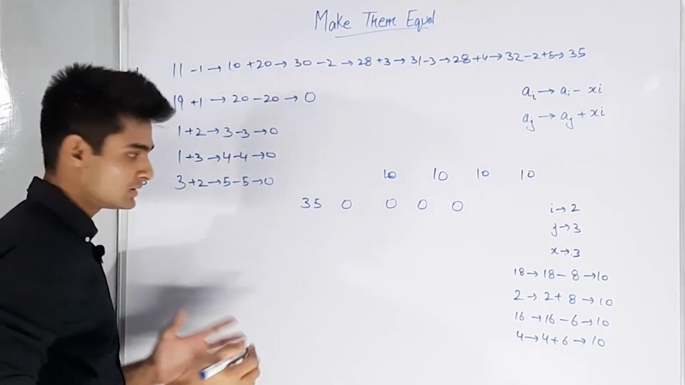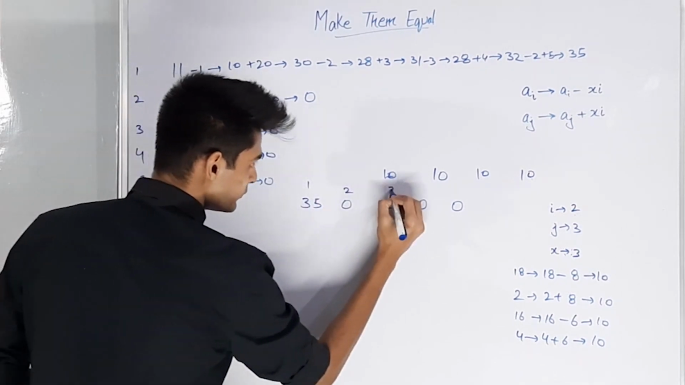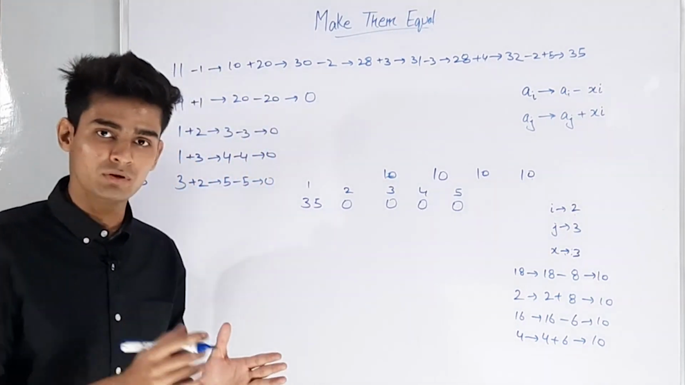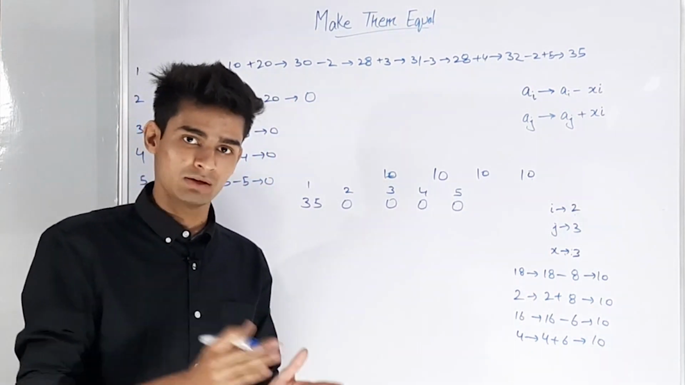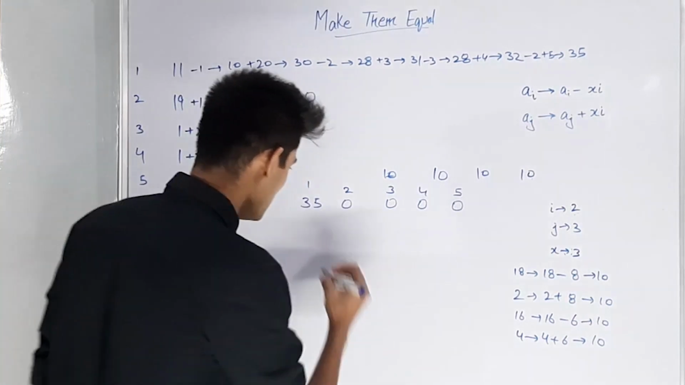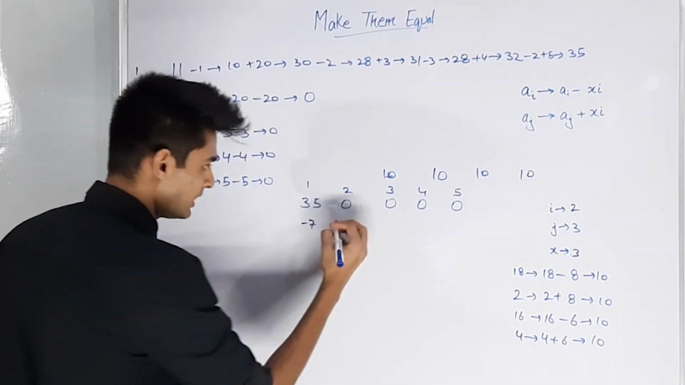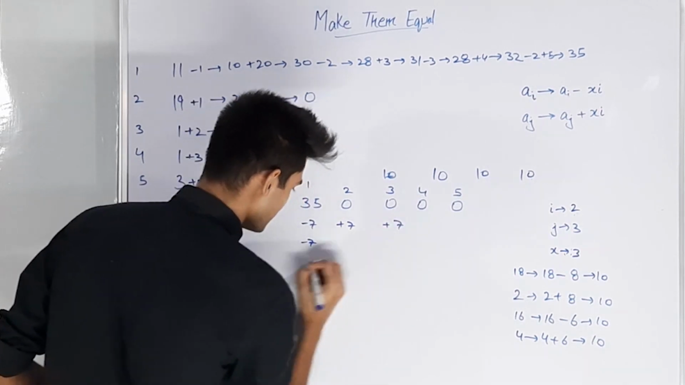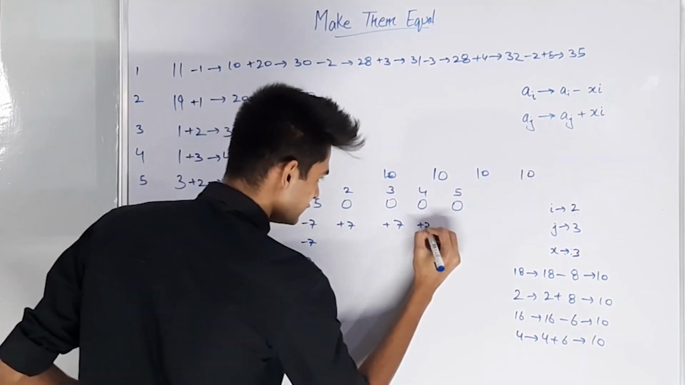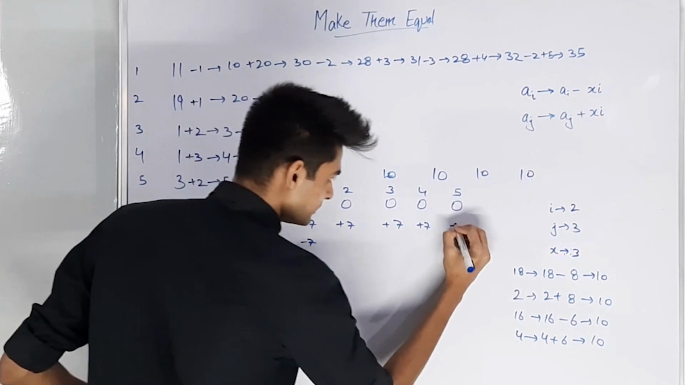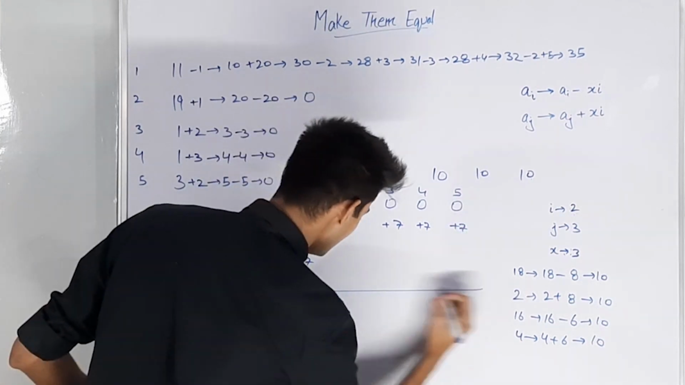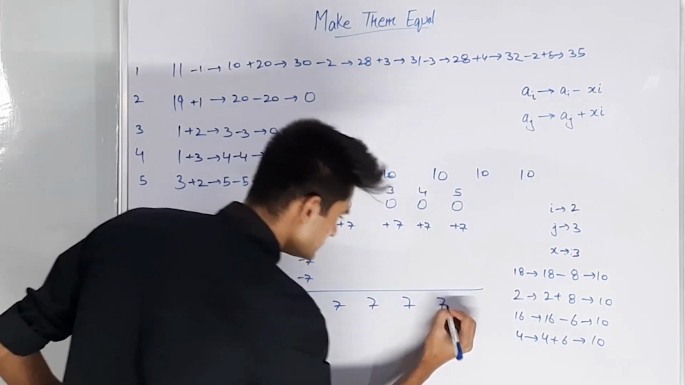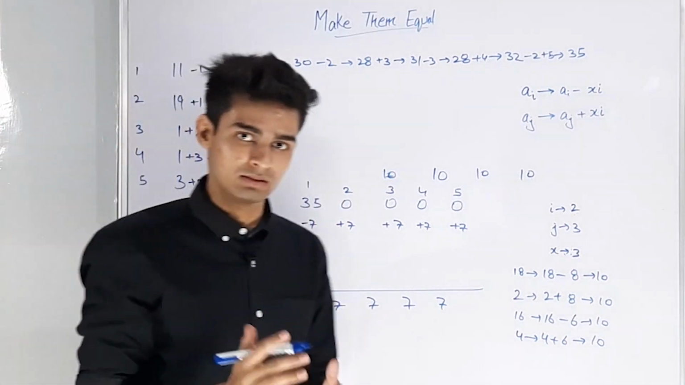And the indexes are 1, 2, 3, 4 and 5. Now since 35 divided by 5 is 7, we just have to iterate from 2 to 5 and add 7 to every index. So basically we subtract 7 from index 1 and we add it here. Now again we subtract, we add it here, we subtract, add it here, and again we subtract and add it here. So if we see, the final array now becomes 7, 7, 7, 7 and 7, which is equal, so we can say the answer exists.